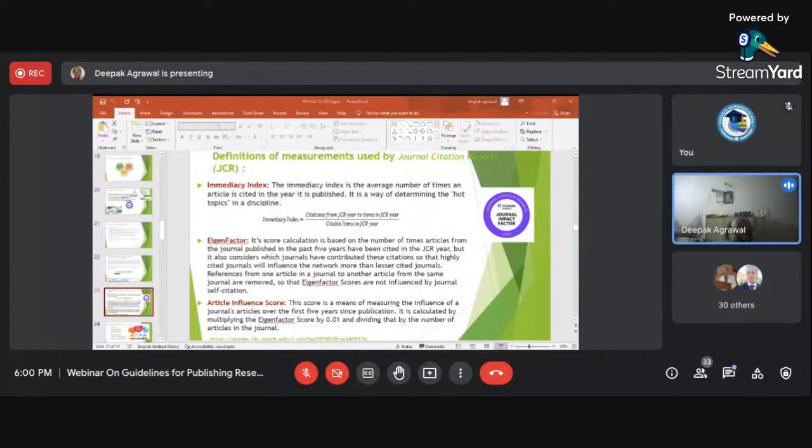The next element to be considered is the Article Influence Score. The score measures the influence of an article over the past 5 years of publication. It is simply an improvement over the Eigenfactor, where they apply a score of 0.01 by dividing by the number of articles in the journal. So don't worry, these are all technical jargons. If we are satisfied with the impact factor, it's good enough in the initial stage, and at a later stage we can move to the other elements.